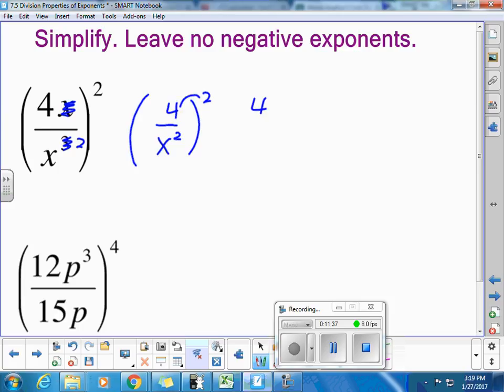4 squared over x squared, which equals 16 over x to the second times 2, which would be x to the fourth.